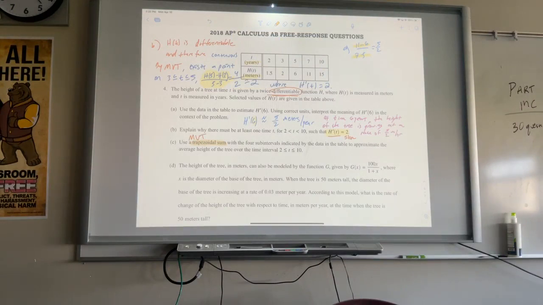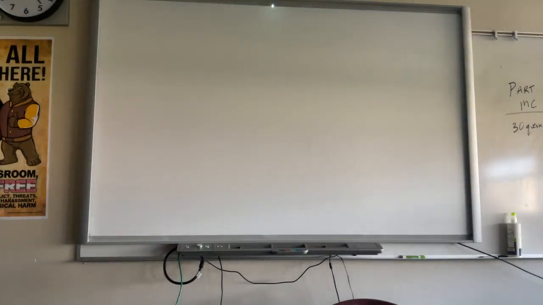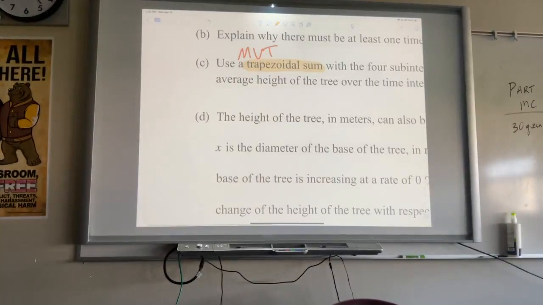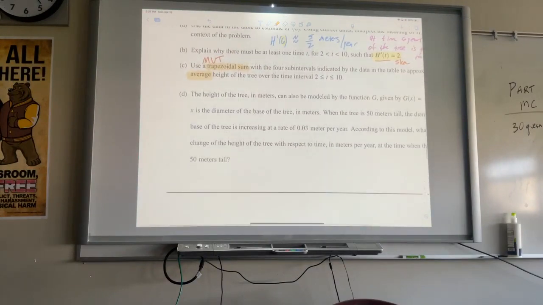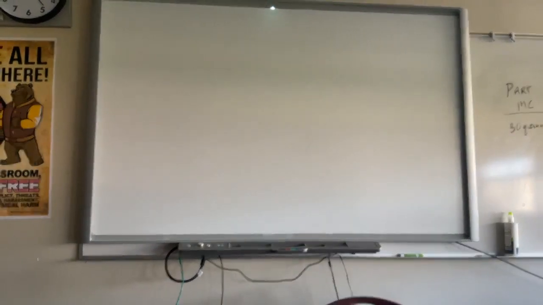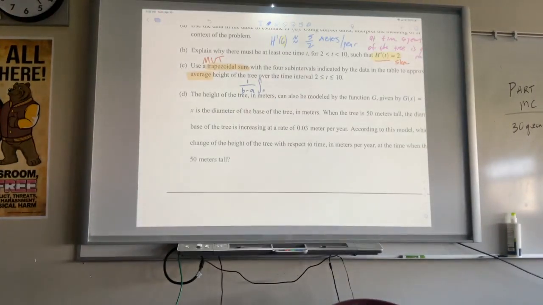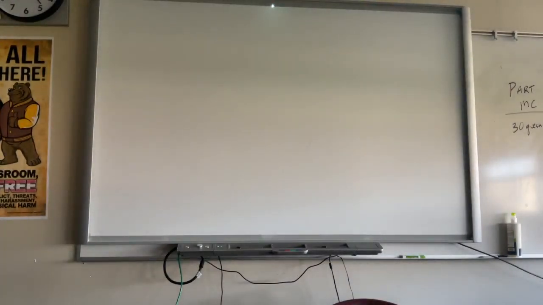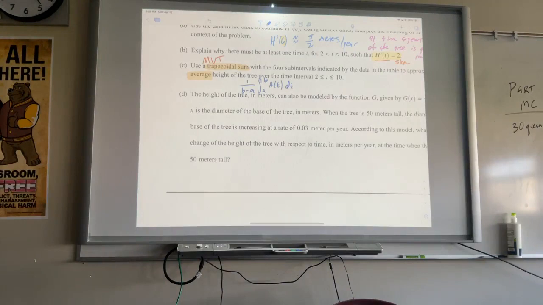Now, you gotta be careful, guys. Every once in a while, it will put this word in here: average height. Uh-oh. The average height is 1 over b minus a, the integral from a to b. Average value. Has AB learned that? Not yet.